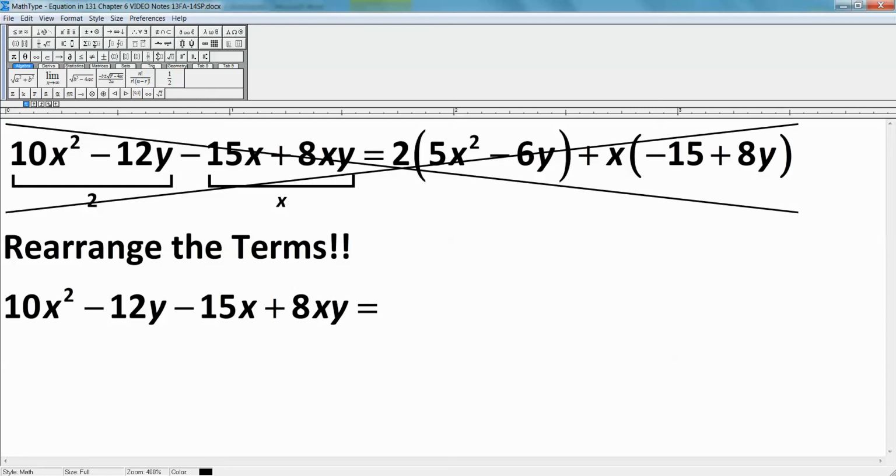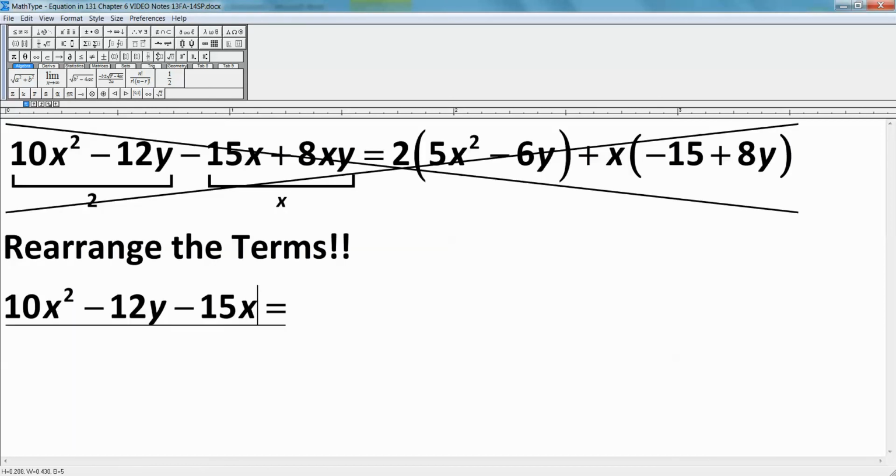And we don't necessarily know right off the bat which one's going to go with which. So let's see here. How about we put the 8xy maybe with the 10x? That's one way we could go. Or we could put the 15x maybe with the 10x squared and see where that goes. I mean, we kind of don't know. All we know is that the way it's currently set up is not going to work.